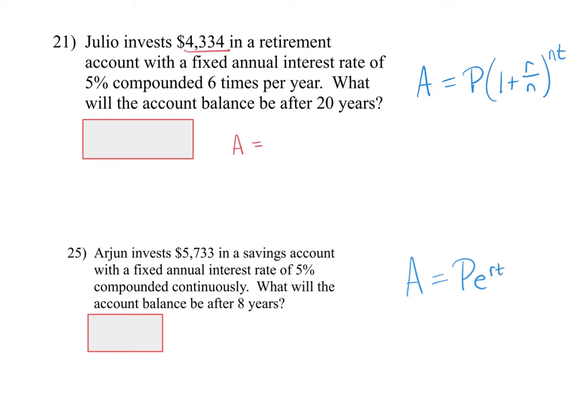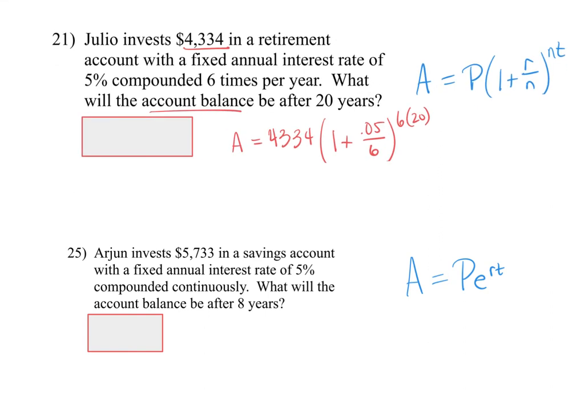So they invested. They're asking what the account balance is. What will the account balance be if they invest $4,334? Sorry. 1 plus 0.05 is my rate. It compounds 6 times per year, raised to the 6 times 20 years. And then it's really just a matter of plugging it in and giving me the answer, if it will give it to me, but it won't. All right, so you should get $11,732.32. Remember, if I'm asking for dollars and cents, I want 2 decimal places, right?